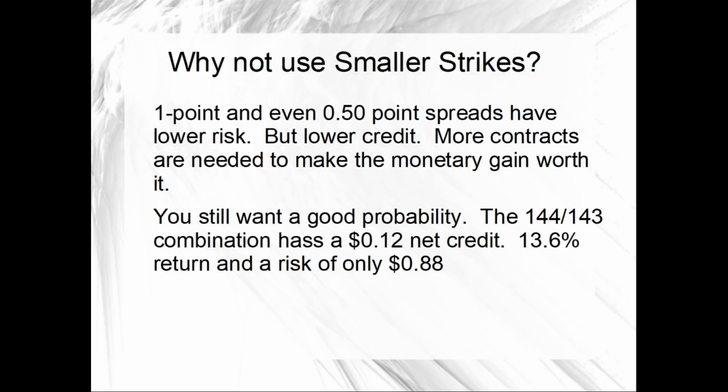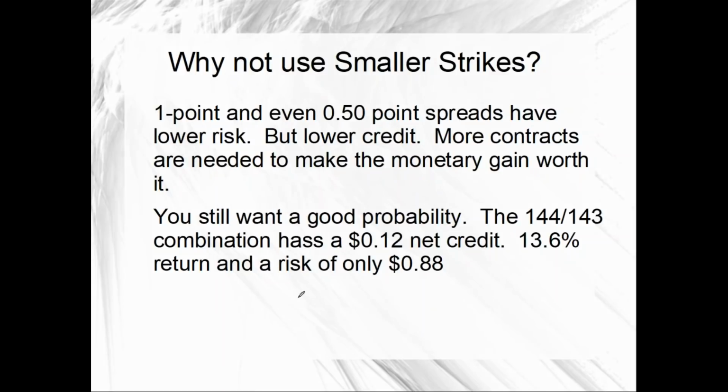As an example, same Apple position, same 144 short put with the 85% probability. I could do a combination with the 144, 143 strikes for January 18th expiration. This would be a 12-cent net credit, which is a 13.6% return because the true risk is only 88 cents.